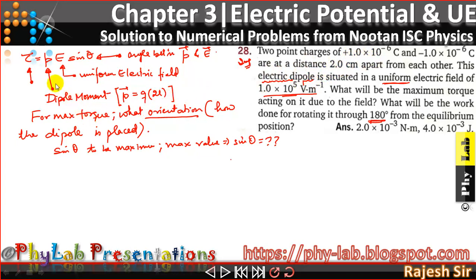So the torque happens to be the product of P, that is the dipole moment, E, the uniform electric field in which the dipole is placed, and sine of theta, where theta happens to be the angle between the dipole moment and the electric field vector. Now friends, if you place a given dipole in different positions, making different angles with the electric field, the magnitude of the torque is going to differ because sin theta will be different.